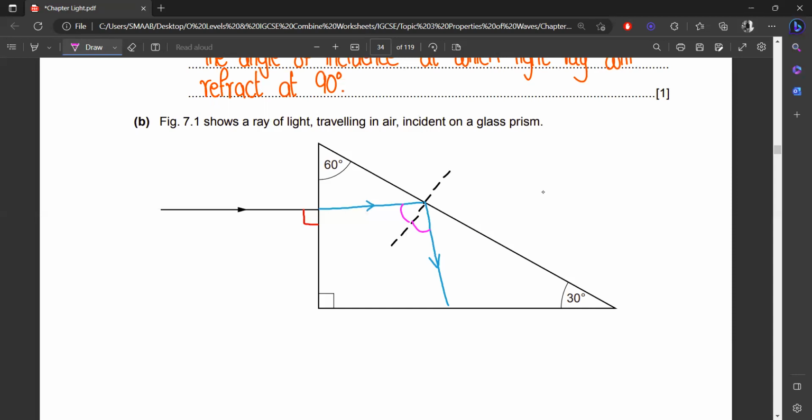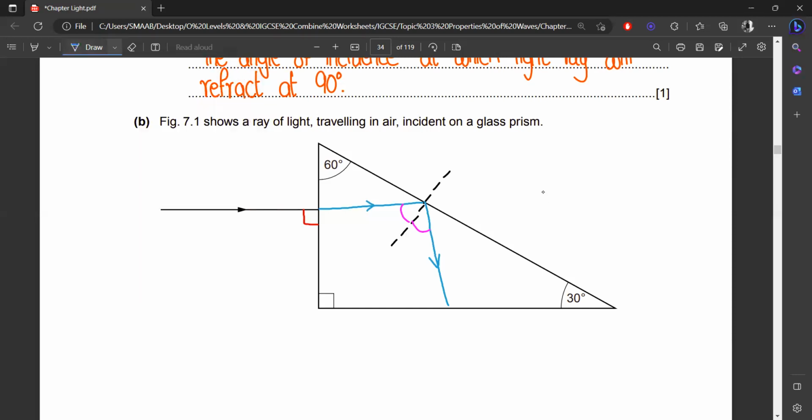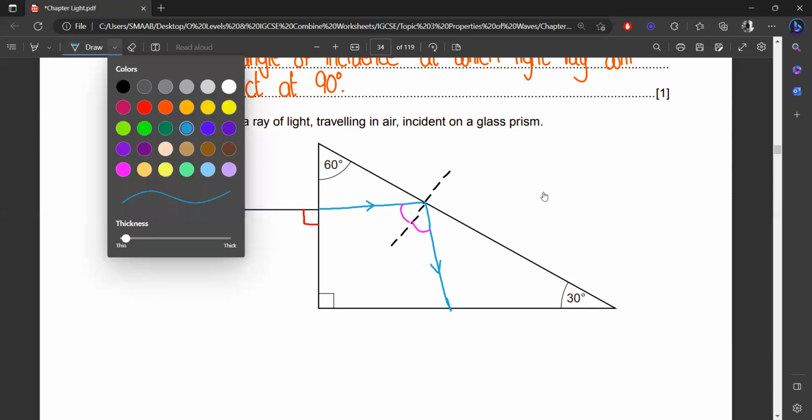Now, will it go straight? Actually this line is not straight. It was looking straight in the diagram, but it is moving slightly towards the right hand side in this direction. So, will it move towards the normal?